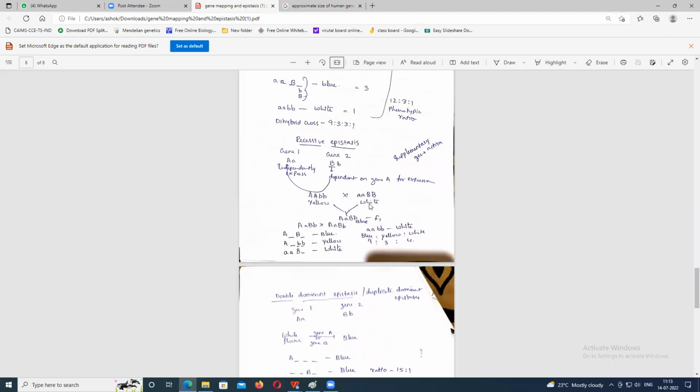In recessive epistasis what we are telling is the expression of B requires the presence of gene A.